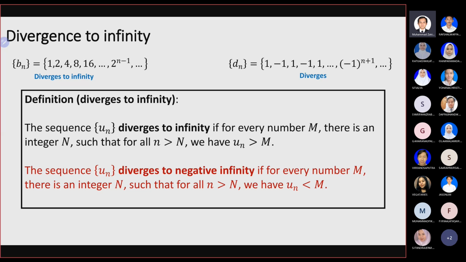Now, for a divergent sequence, we have two different kinds of divergence. Sometimes we just simply don't know to which number it belongs or tends towards. And at other times, we are absolutely sure that the sequence will go to positive infinity or negative infinity. So we distinguish between whether the sequence diverges to infinity or not.